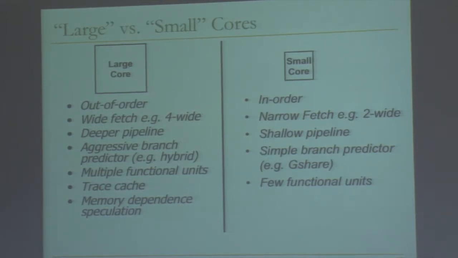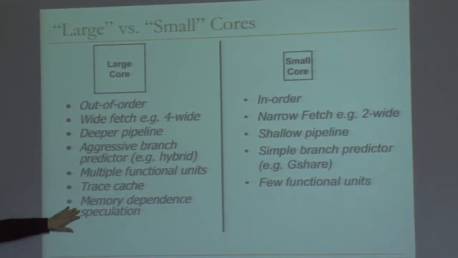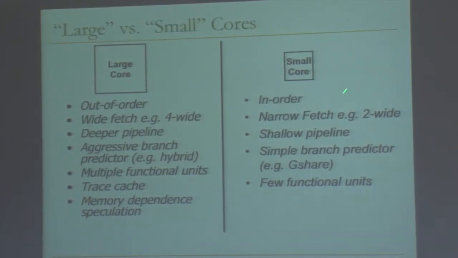Well, I guess you already figured out where I'm going with this. We're going to put both types of cores on the same chip, as people have started doing now. So what are these large versus small cores? Large cores could be out of order, wide fetch, a lot of the things that we've discussed: deeper pipelines, aggressive branch predictors, multiple functional units, memory dependence speculation, load store handling, and trace cache, which we didn't discuss, but we can discuss later if we take 742. Small cores are wimpy cores that we've also seen: in order, narrow fetch, shallow pipeline, maybe no branch predictor, with fine-grained multi-threading, right?